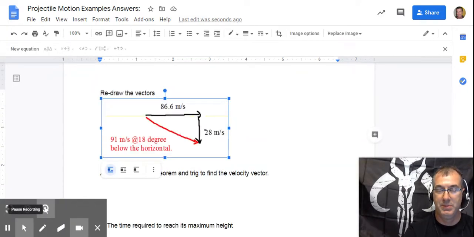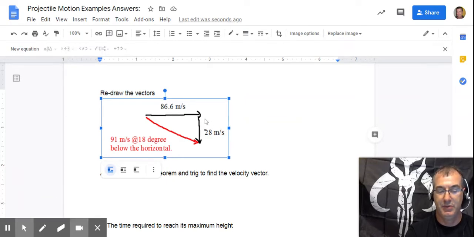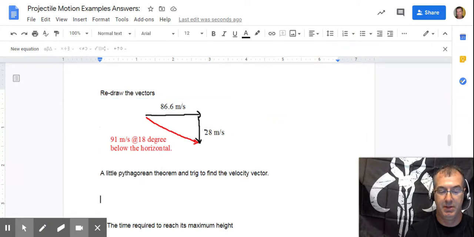At this point, I'm simply going to redraw the vectors. I have the 86.6 meters per second horizontal. I have 28 meters per second in the downward direction. I'm going to use a little Pythagorean theorem and a little trig to find that velocity vector, which would be 91 meters per second at 18 degrees below the horizontal.